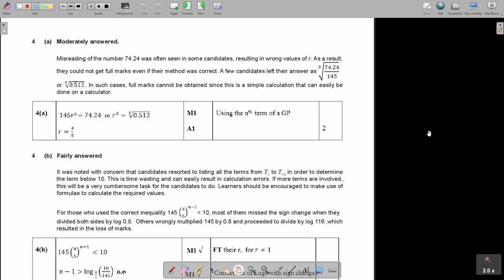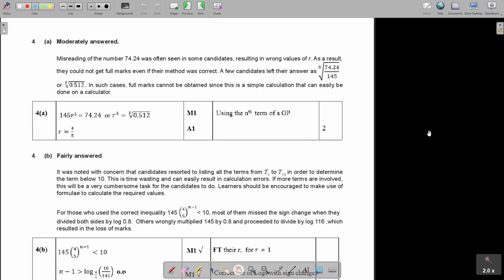because then it will help the learners in questions B and C. But sometimes they do it, sometimes not. So rather make sure that you do that first step correctly. A few candidates leave their answer as that. No, press it on the calculator.